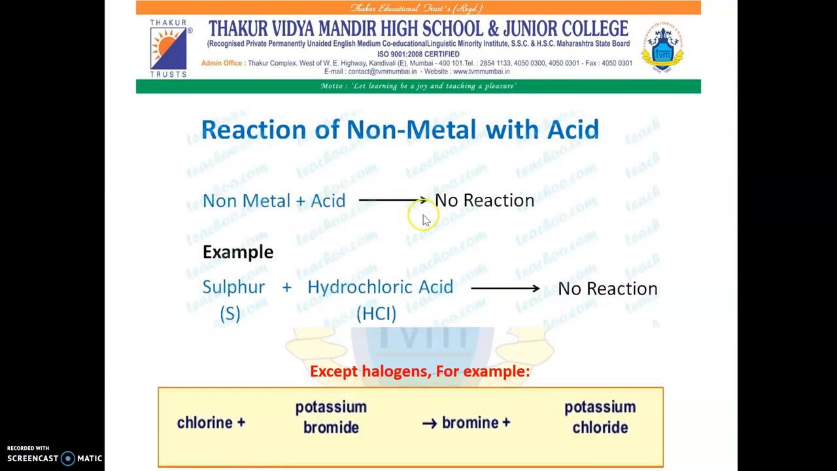Non-metals do not react with acid. Over here you can see when non-metal is reacted with acid, there is no reaction. For example, sulfur, when reacted with hydrochloric acid, there is no reaction at all. Again, here the exceptions are halogens. Chlorine plus potassium bromide gives bromine plus potassium chloride.